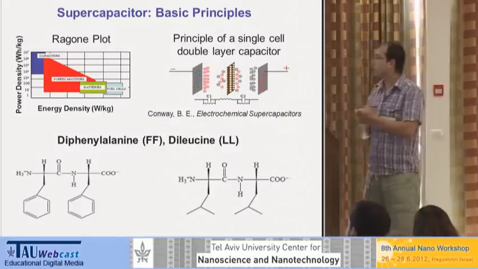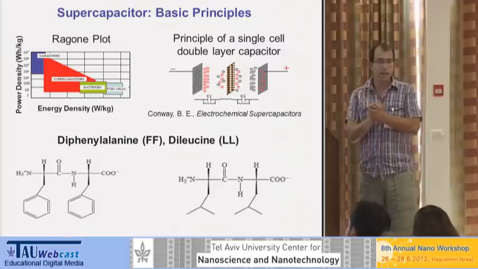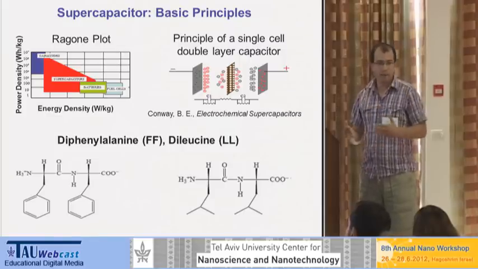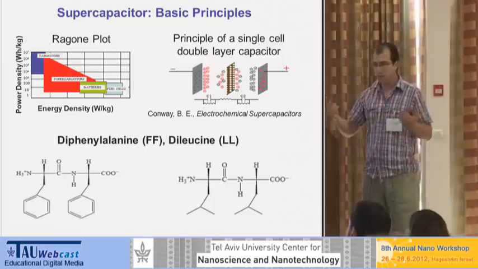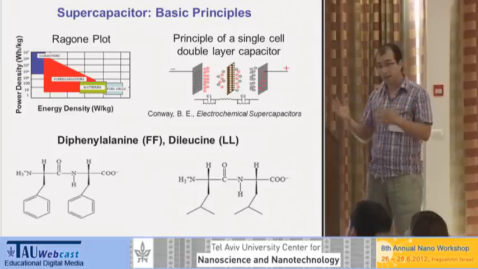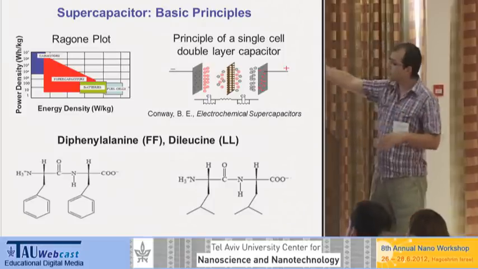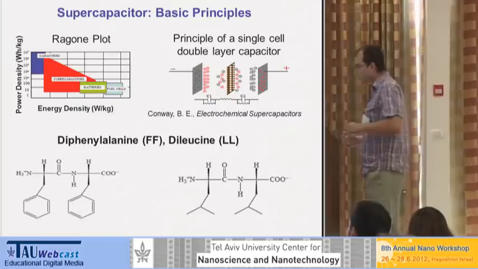Okay, our work is about modifying commercially available electrodes with diphenylalanine. It's phenylalanine and another phenylalanine amino acid, and D-leucine, leucine and another leucine amino acid.